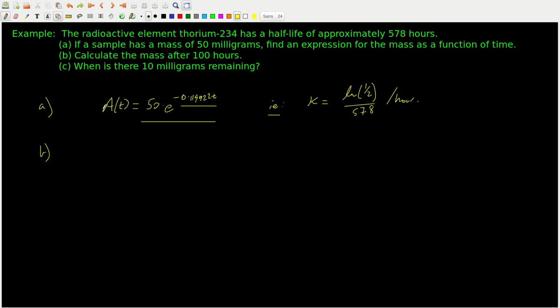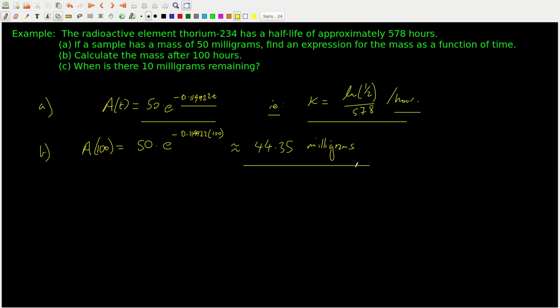So let's look at the next part. What we found in part A was this formula for the amount of substance at a given time, and the constant up here was given by log of 1/2 over 578, which has units of per hour because 578 was in hours. So if we want to calculate the mass after 100 hours, that's a simple process of plugging 100 into the formula. This is 50 times e to the kt, and that turns out to be about 44.35, and since we started in milligrams, this is in milligrams as well. So we started with 50 milligrams, and after 100 hours, we have about 44.35 milligrams.